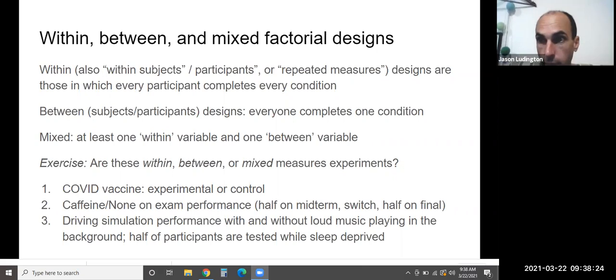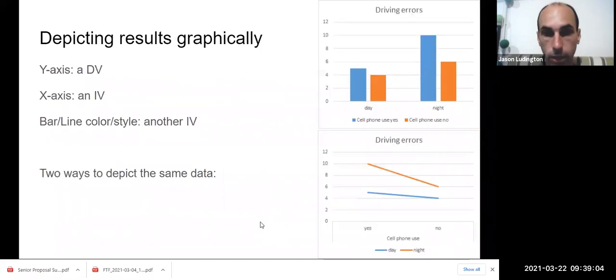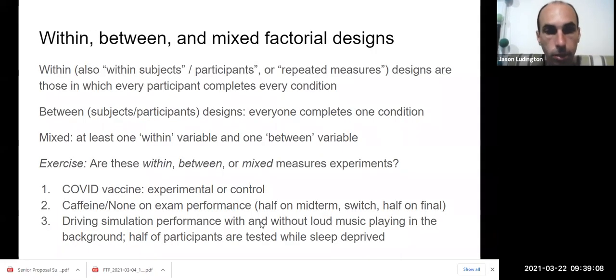I know that that is one correct answer. Yes. Yeah, it has to be mixed. That's correct. You are correct. The reason it has to be mixed is the first variable, loud music or no music, is within subjects. And the reason it's within subjects is because I used the word and, with and without loud music. So that was my little clue. And the second variable, being sleep deprived or not sleep deprived, is between, because I said half of the participants.